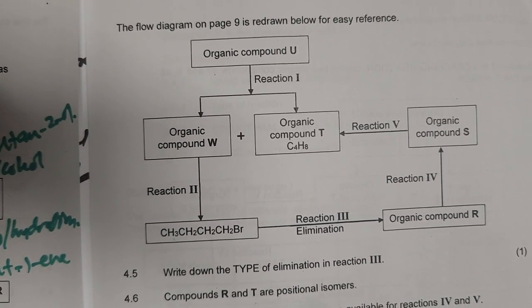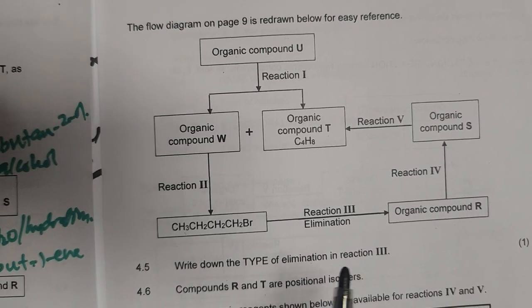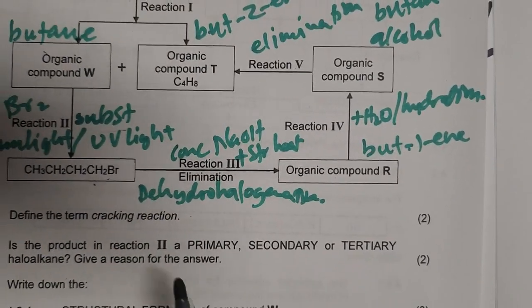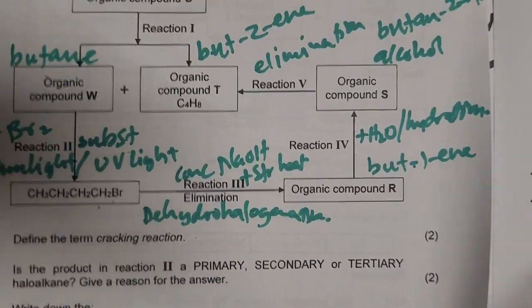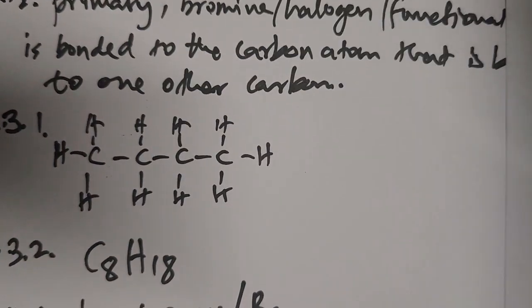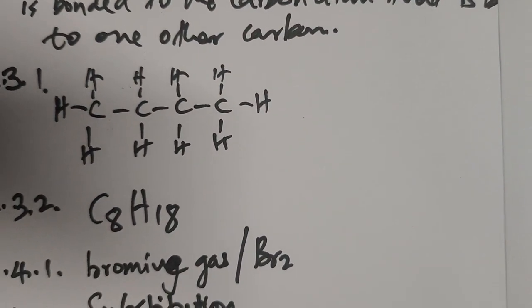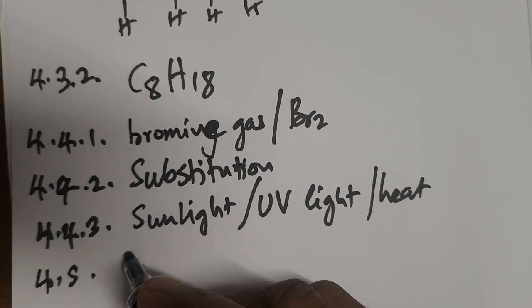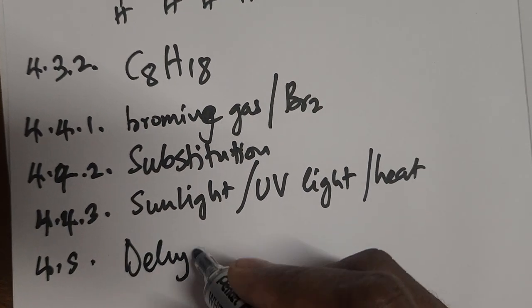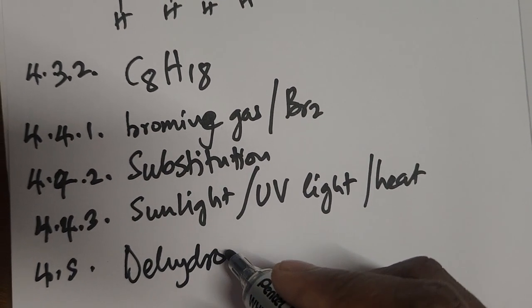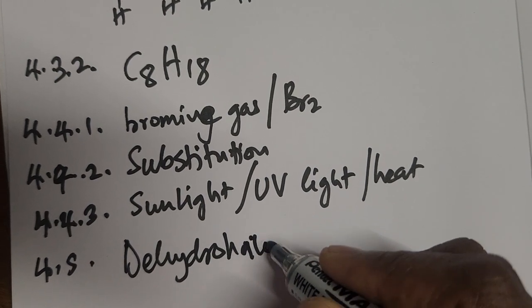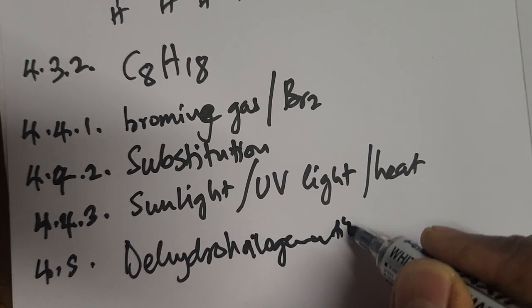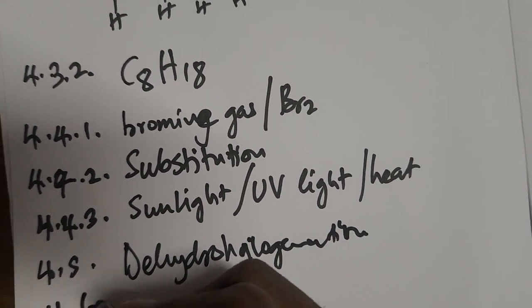4.5, write down the type of elimination in reaction 3. We have already done that in our analysis to say this is dehydrohalogenation. Yippee, we are very spot on. So 4.5, we have already anticipated that one is dehydrohalogenation. Fine.